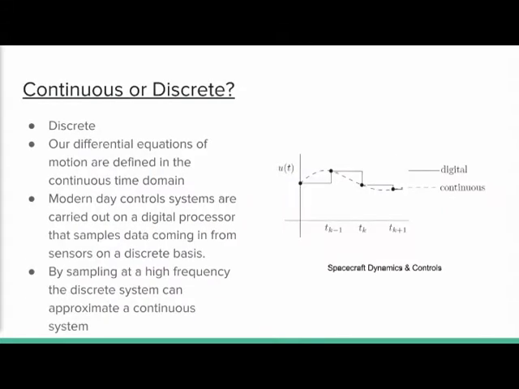So is our dynamic system continuous or discrete? Our dynamic system is discrete. Our differential equations of motion are defined in the continuous time domain. Modern day control systems are carried out on a digital processor that samples data coming in from sensors on a discrete basis. By sampling at a high frequency, the discrete system can approximate a continuous system. The figure to the right shows the approximation of a continuous system with a discrete system.